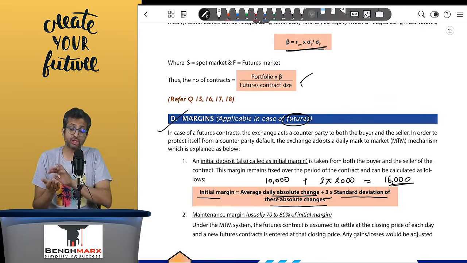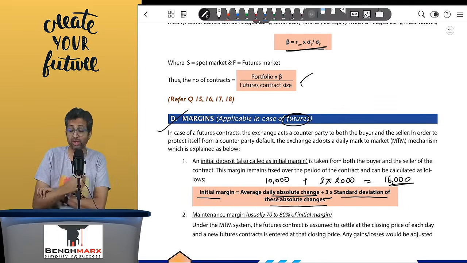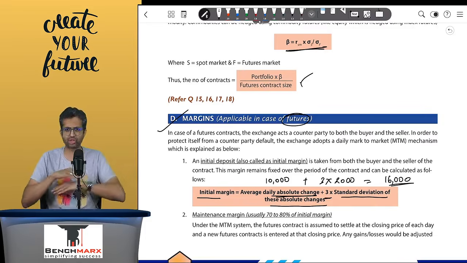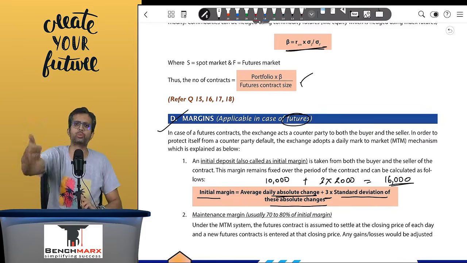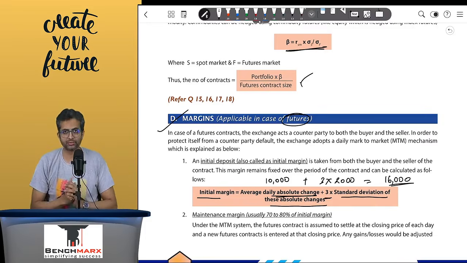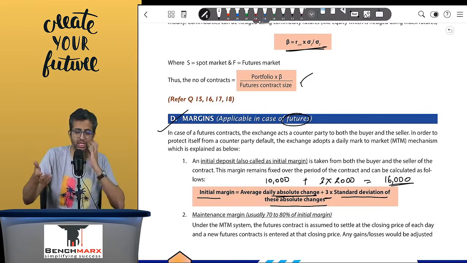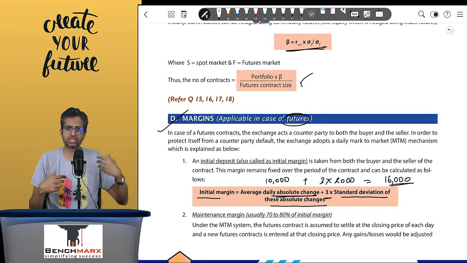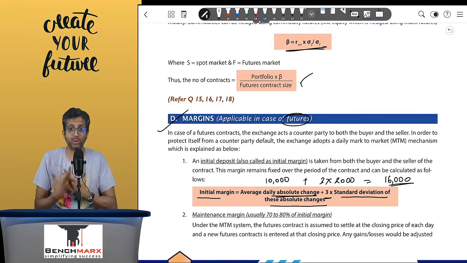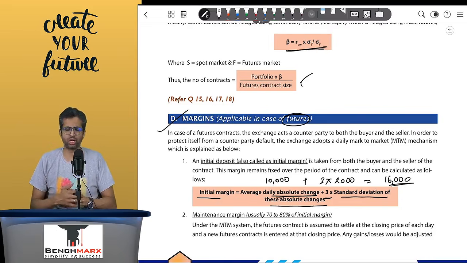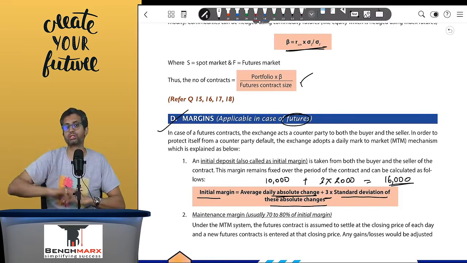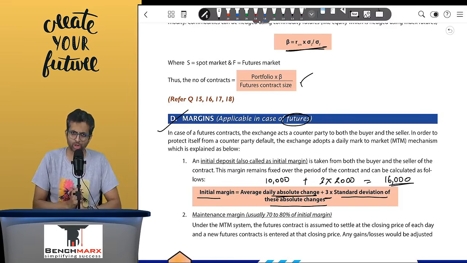Or if the share goes from 100 to, let us say, 95, and you have bought at 100, then you have lost 5 rupees, in which case the exchange says that theoretically, if I were to settle today, you have to pay me 5 rupees. So either you pay that 5 directly, or in most cases the exchange will adjust that 5 from the margin account. Let's say this contract was for 100 shares, so 100 into 5 is the loss, 500 rupees, so 16,000 minus 500, that is 15,500, will be there in your margin account.